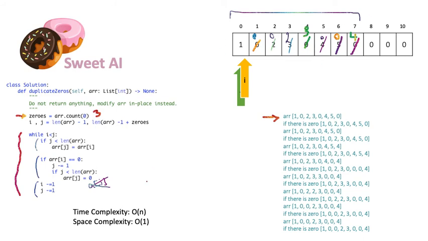And this is the way that we can do that in linear time complexity, because we iterate over the array only once, and the space complexity is constant because we are not using any extra space.